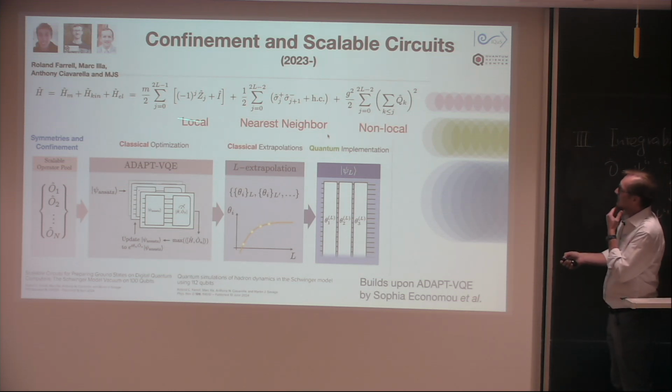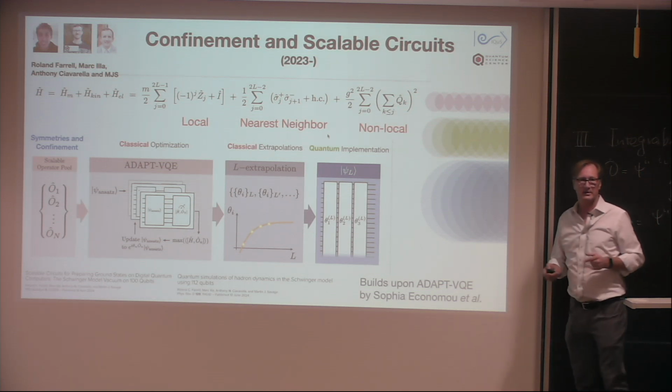So this is the Schwinger model. I should have said that first. This is the Schwinger model mapped to qubits. There's a diagonal Z piece. This is the mass term. There's the hopping term, which is nearest neighbor on qubits. This is the kinetic term, and then this is the energy in the electric field. And this is non-local, and this is the term that adds nominally all the complexity. But confinement really saves you here.